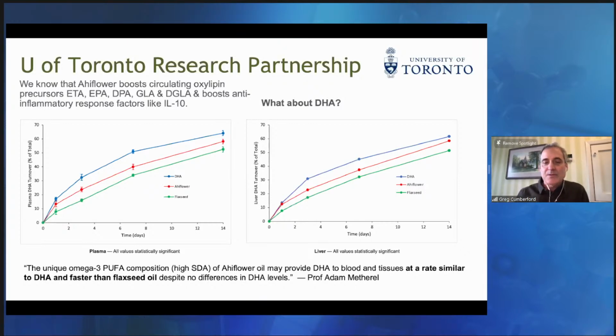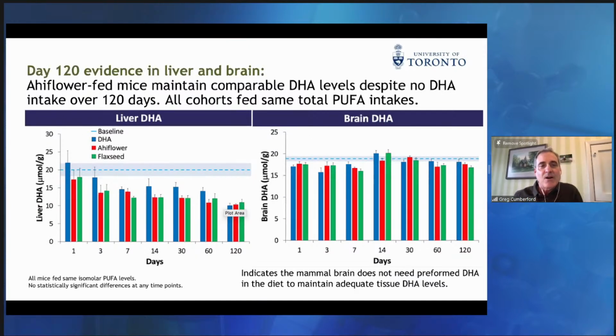I'm mindful of the time, so I'm going to keep going. They also, in the same research, looked at levels, and the liver and brain DHA levels didn't vary statistically significantly in any of these cohorts. And that's important because it reaffirms that the mammalian brain doesn't really need to take in preformed DHA in the diet to maintain adequate tissue DHA levels among adult animals. And again, we stress that that's different than when we're talking about supporting prenatal and neonatal nutrition.